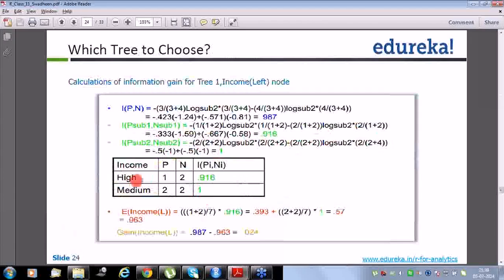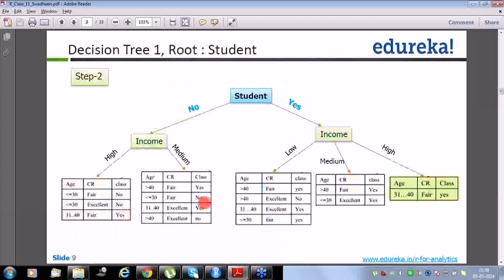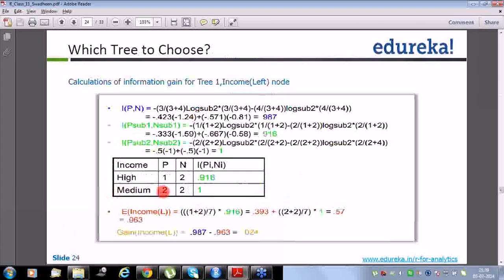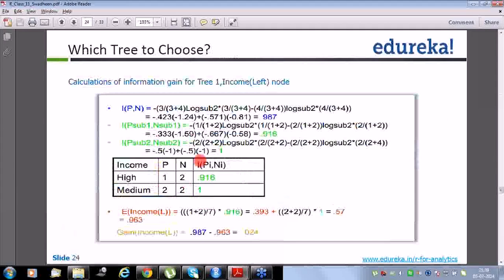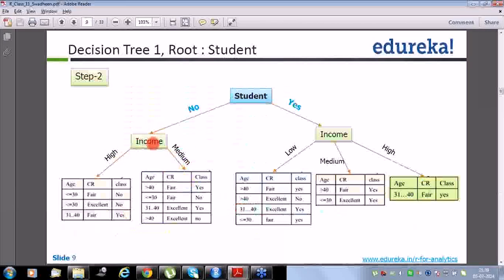So in income high, how many yes do we have? 1. How many no? 2. Right? In medium, how many no do we have? 2. How many yes? 2. So again we calculate the entropy, and the information gain is 0.024 if we took income as a root node. Okay. So in this way it goes on and chooses at each level.